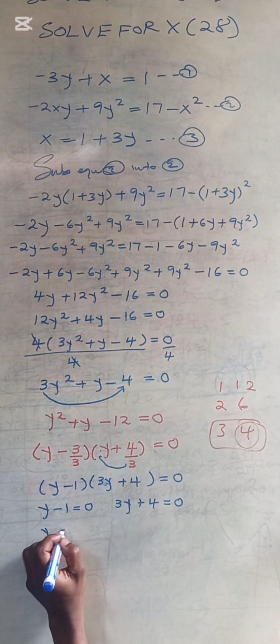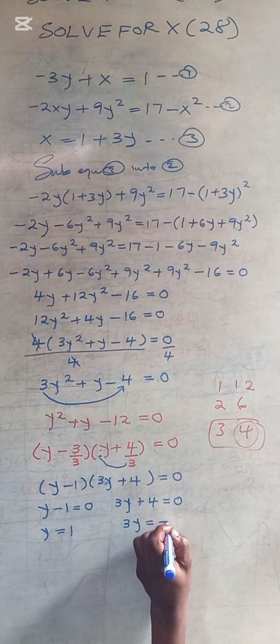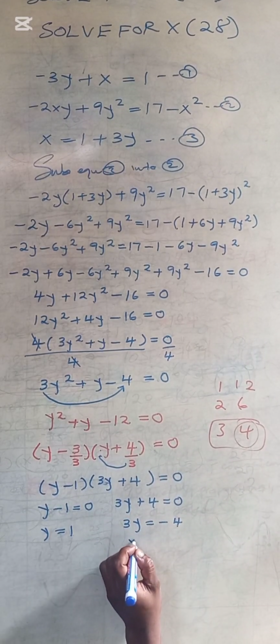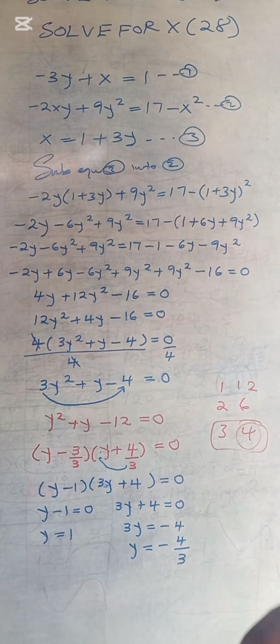Right? y is equal to 1. Transpose the 4, it will change sign, and then divide by the coefficient of y. So those are our two values: y is equal to 1, or y is equal to minus 4 over 3.